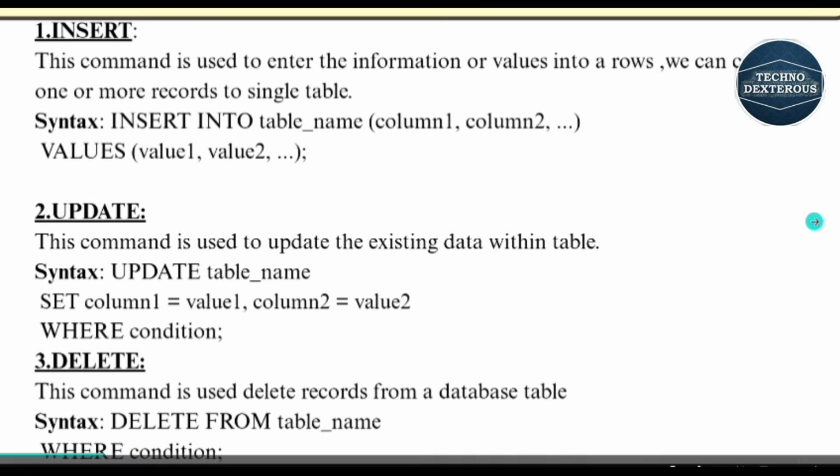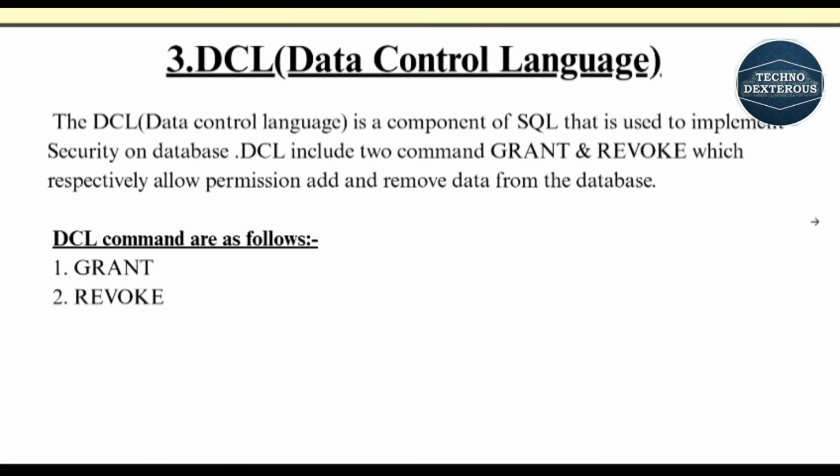Then our third language is data control language, DCL. DCL stands for data control language. It is a component of the SQL language that is used to implement security on databases. This DCL is used to add security to the database. DCL includes two types of command. First is grant and another is revoke, which respectively allow permission to add or remove data from the databases.